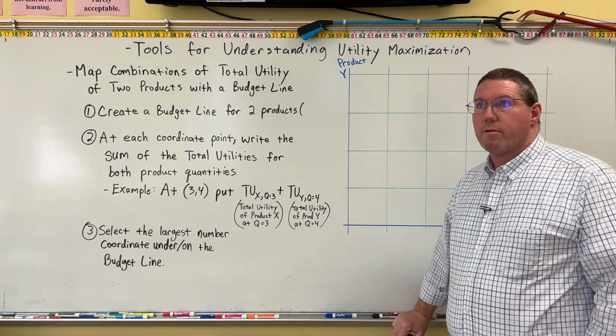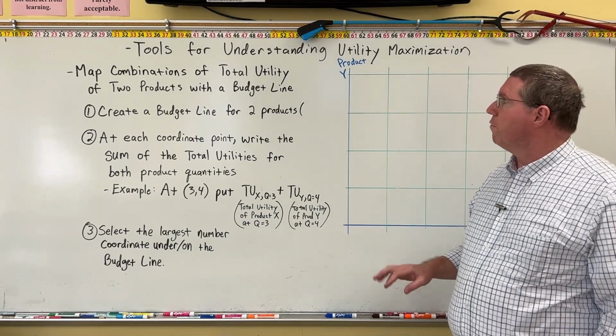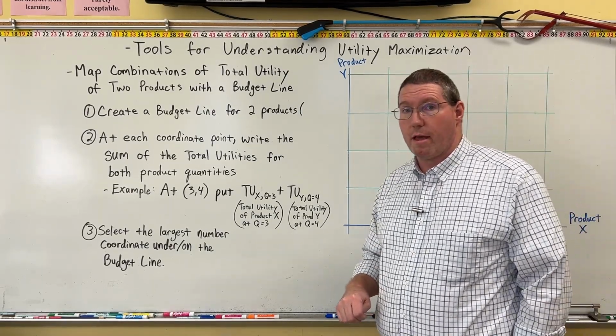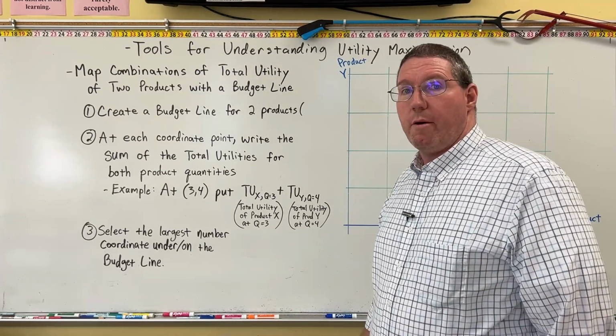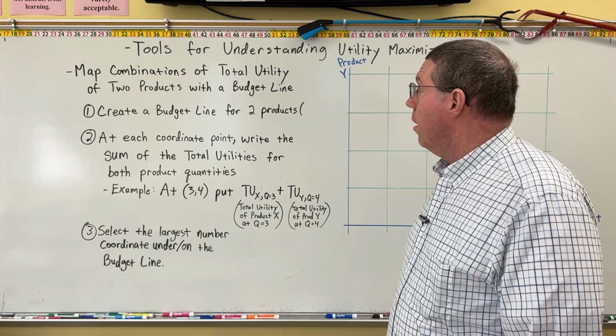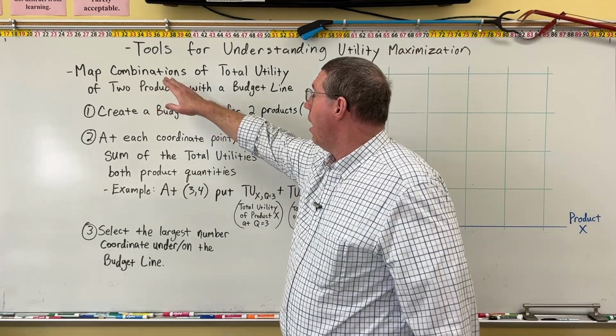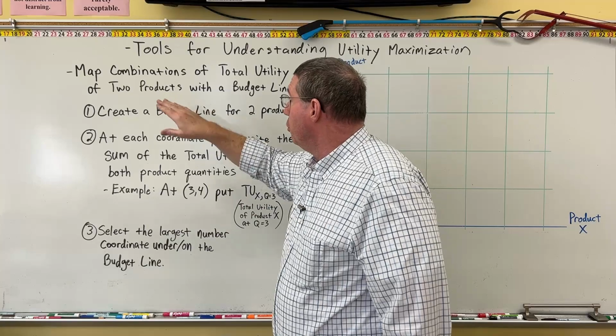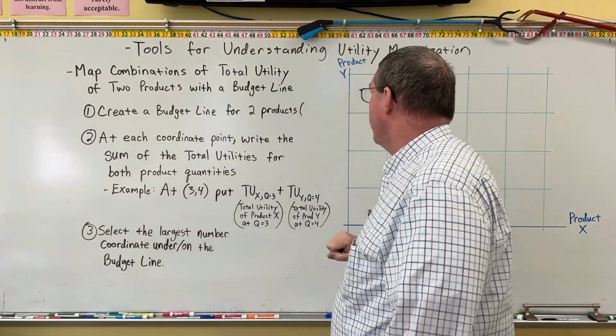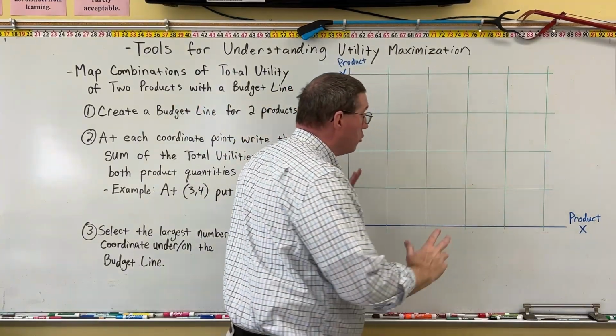All right, so this last tool that I'm going to show you for understanding utility maximization is going to actually combine two of the tools that we've already learned previously. What we're doing here is we're going to map combinations of total utility of two products with a budget line. So basically we're going to draw a budget line.